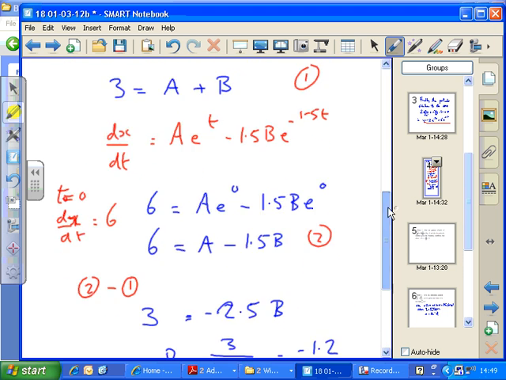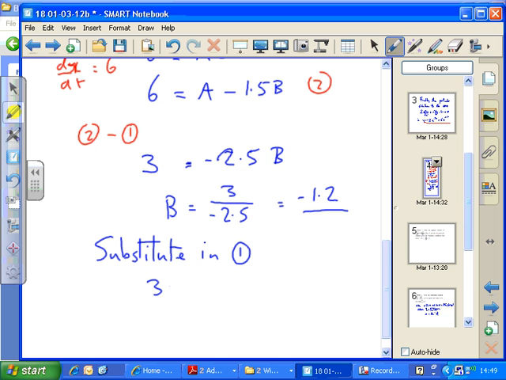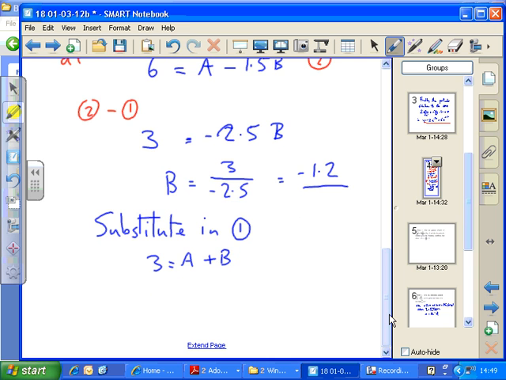3 equals a plus b, and b equals minus 1.2. So 3 equals a minus 1.2. So a equals 4.2. So we've got a equals 4.2 and b equals minus 1.2.